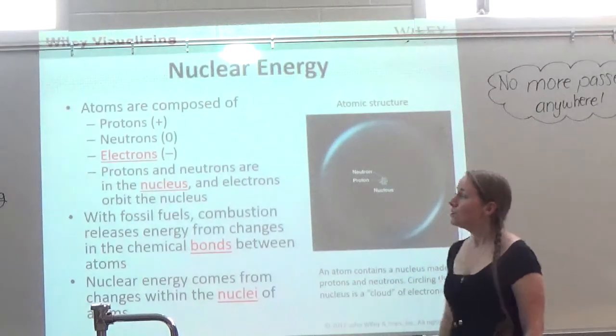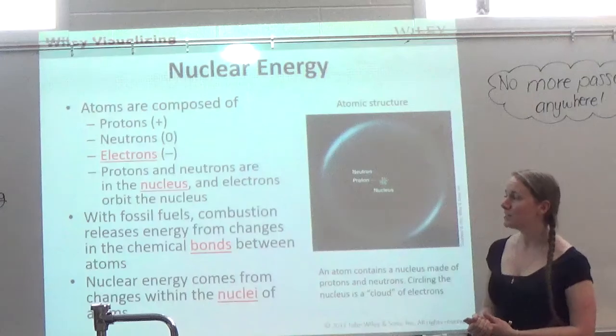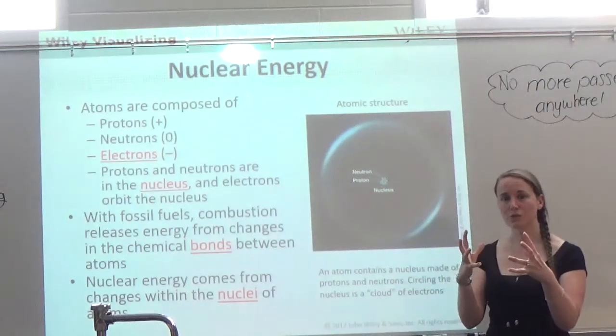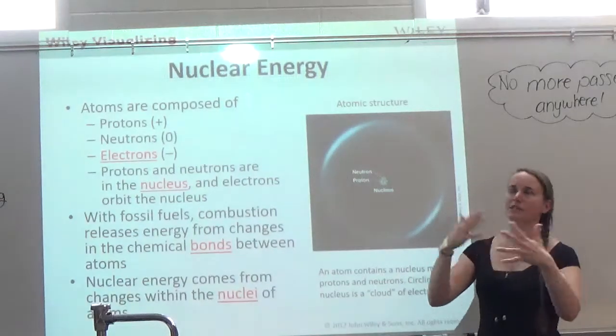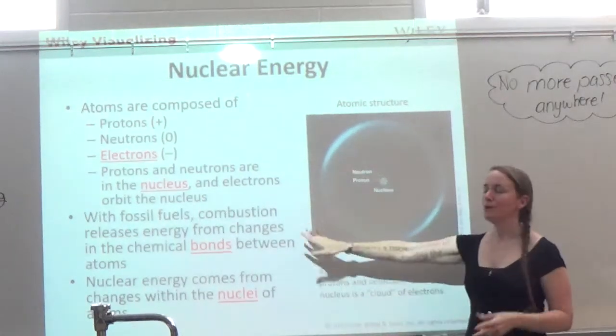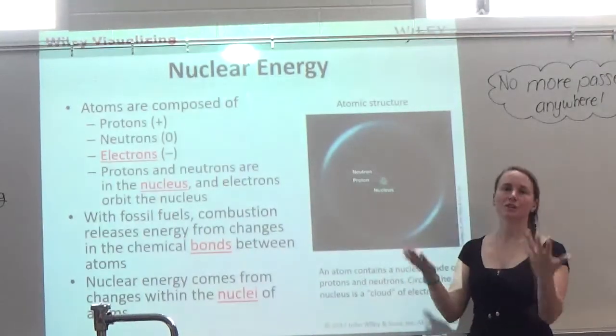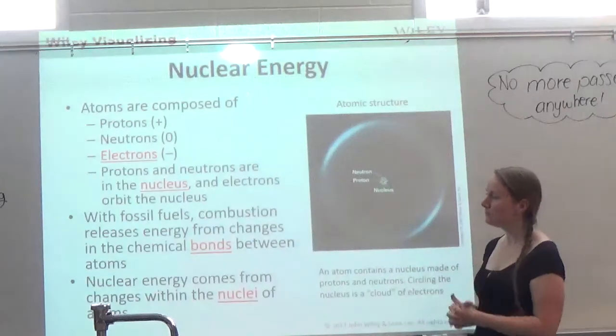So with fossil fuels, combustion releases energy from changes in the chemical bonds between atoms. So when we burn fossil fuels, atoms which are bonded move into different bonding formations. That's probably the easiest way I can describe it right now. And so when bonds are broken and new bonds are formed, energy is released, and we can use that energy to make electricity, heat, things like that.